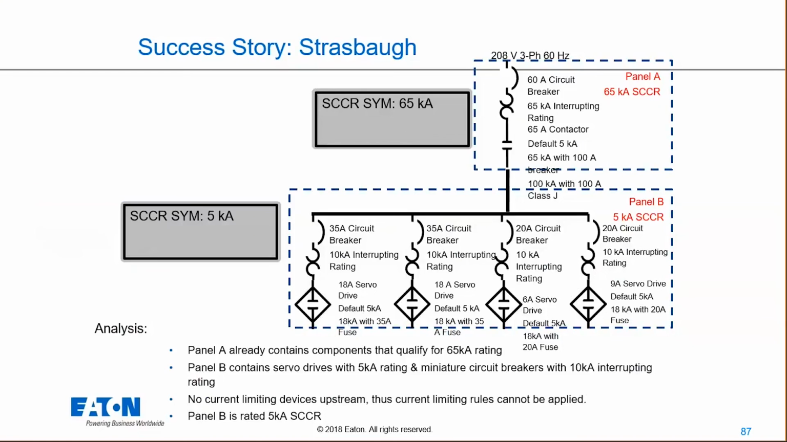So they analyzed it, and they said, panel B contains some servo drives that only have a 5K rating, and we've got some miniature circuit breakers in there. They only have a 10K rating. There are no current limiting devices upstream. What can we do to correct this? What can we do in this particular case?